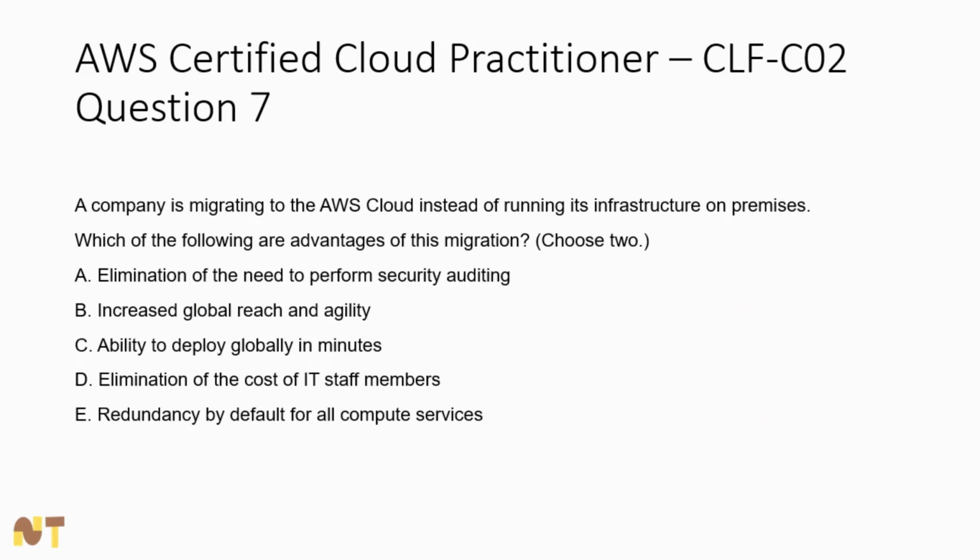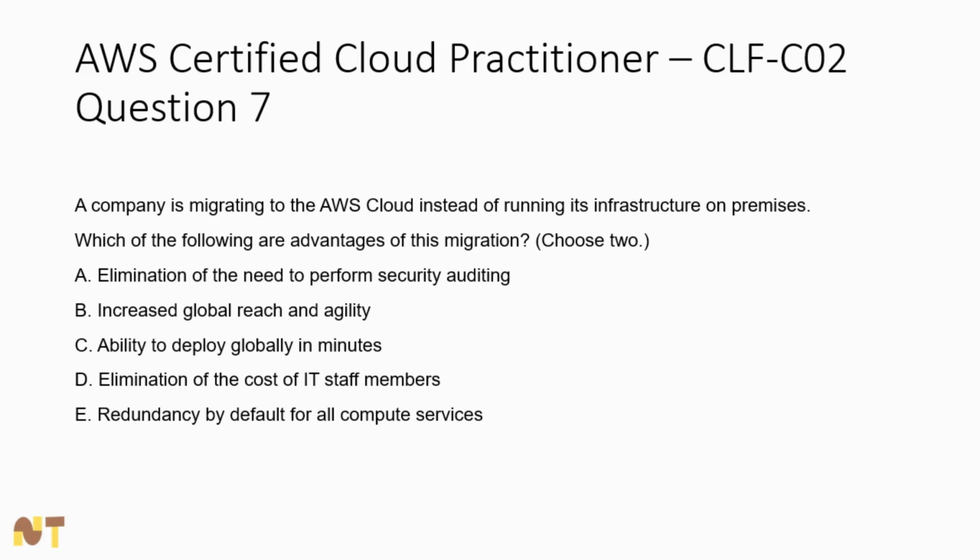Moving on to the next question. A company is migrating to AWS Cloud instead of running its infrastructure on premises. Which of the following are advantages of this migration? Choose two. Option A. Elimination of the need to perform security auditing. Option B. Increased global reach and agility. Option C. Ability to deploy globally in minutes. Option D. Elimination of the cost of IT staff members. Option E. Redundancy by default for all the compute services.